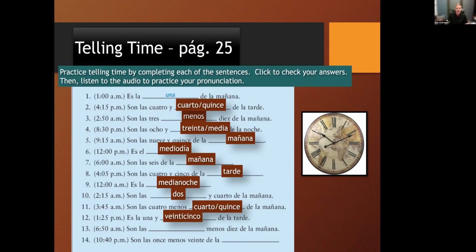Número 13, 6:50 a.m. Son las 7:10 de la mañana. Clase, repitan, son las 7:10 de la mañana. Muy bien. 10:40 p.m. So it's 11 minus 20, right? Son las 11:20 de la noche. Clase, repitan, son las 11:20 de la noche.